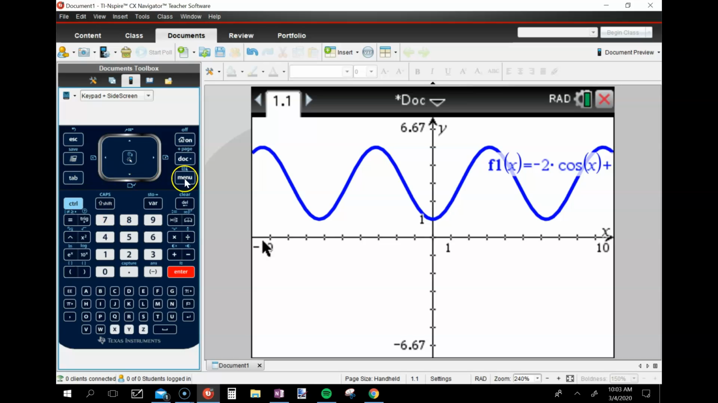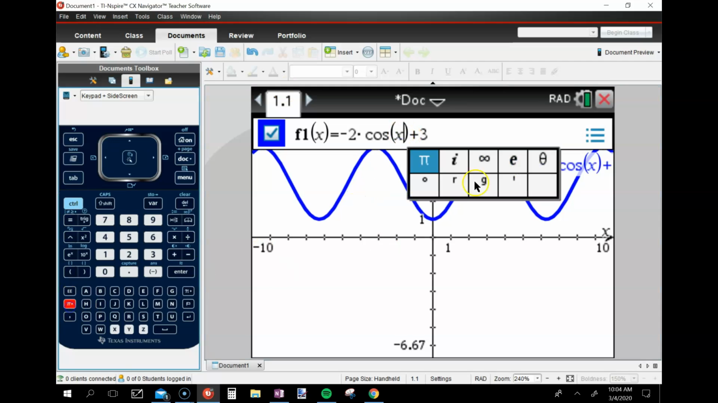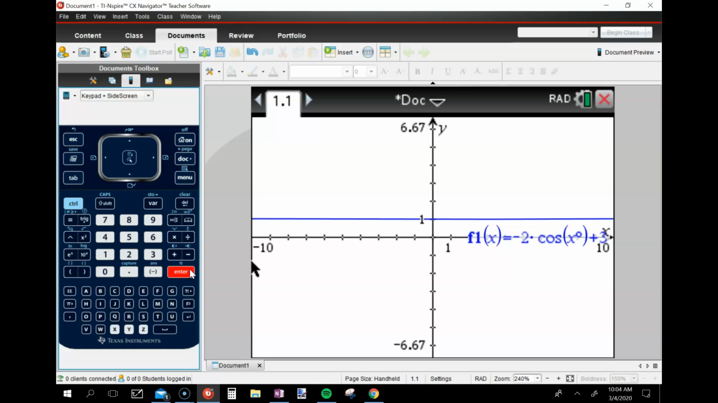All right, Jane says degree. So what do I need to do if I want to be in degree mode? Well, the first thing I need to do is what? Put a degree on the x. Well, that sounds good, Jane, but you just messed up everything because now it looks like a flat line. Why? I got to change the window settings, right?